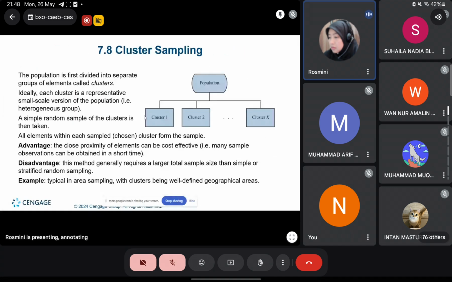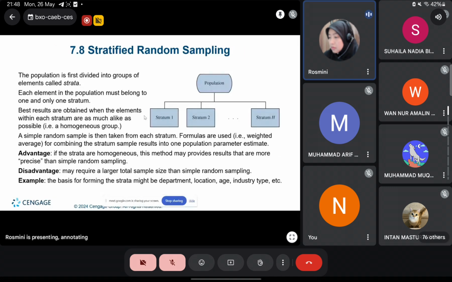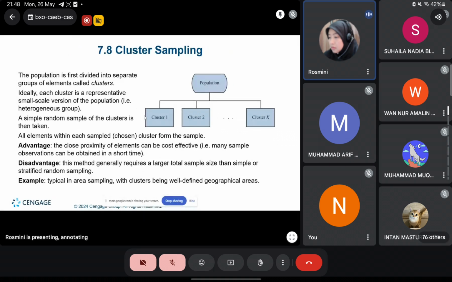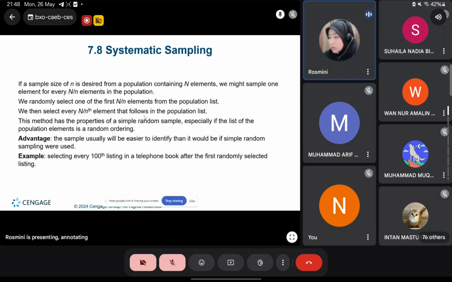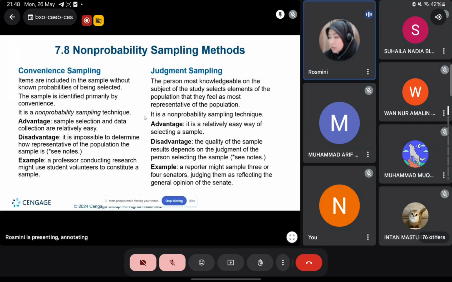When we talk about random sampling, it doesn't matter whether it's stratified random sampling, cluster random sampling, or systematic sampling. These are all what we call probability sampling methods. Probability sampling is where you can actually do some statistics and find out using the probability techniques that we have learned before.